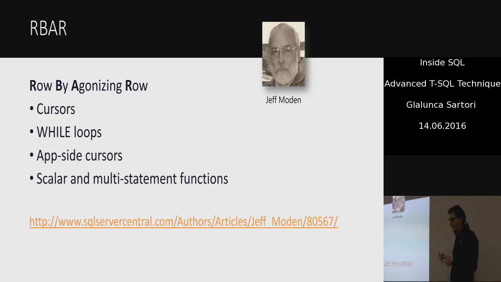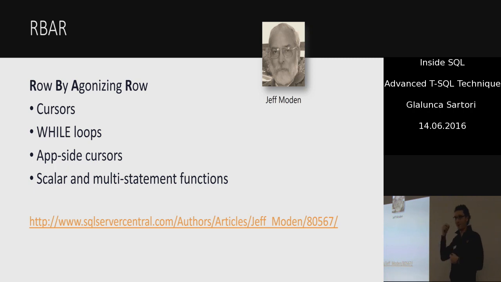So writing high-performance code means fighting an enemy, and the enemy is not Jeff Moden. If you don't know him, Jeff Moden is this man with a beard. He wrote a lot of articles that you can find on SQL Server Central, and he's the man who came up with the RBAR acronym. RBAR means row by agonizing row.